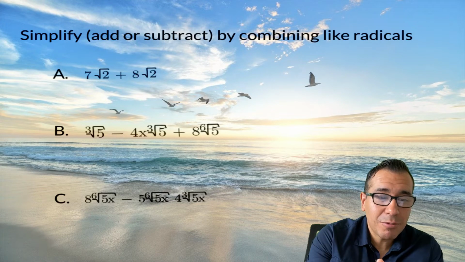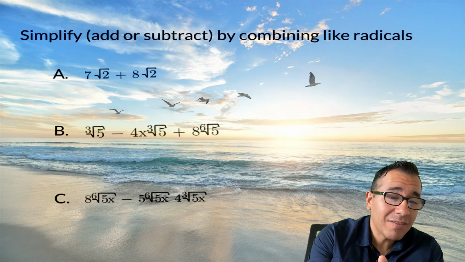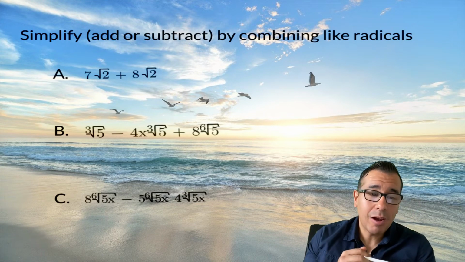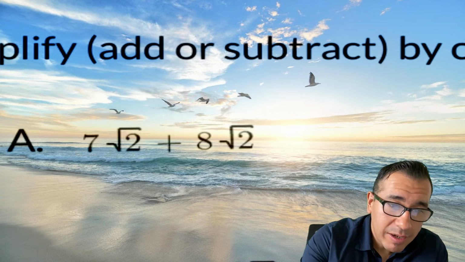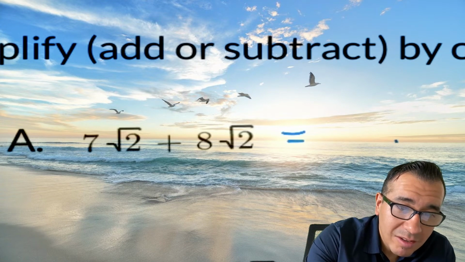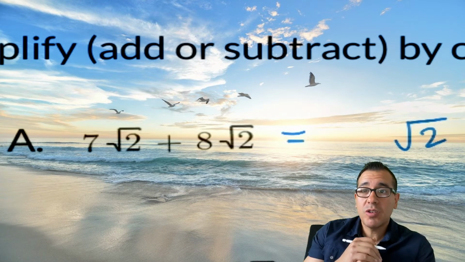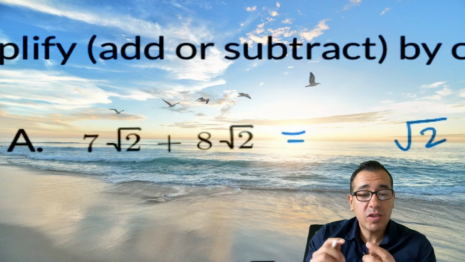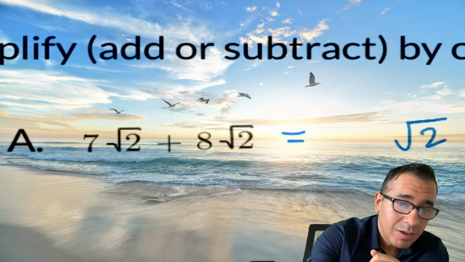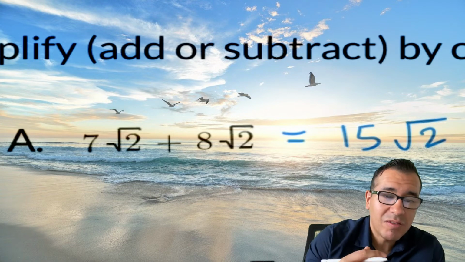It could have been a little 3. They have to have the same index and they have to have the same radicand, what's on the inside. All right, let's go ahead and tackle this. Our answer is still going to have the square root of 2, but now I just add the coefficients, the 7 and the 8. So we get a total of 15.